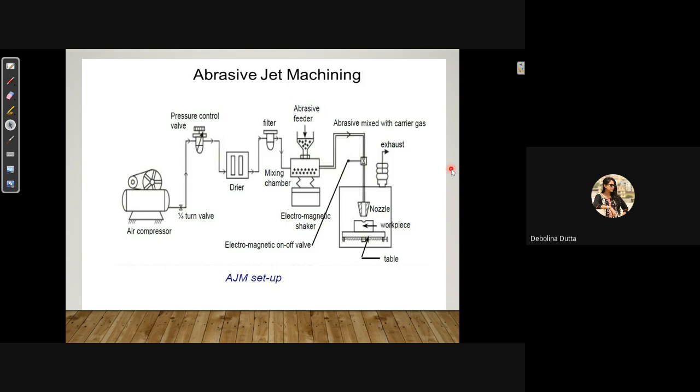Next what we have is the workpiece. You can see the workpiece is mounted on the table, which has a lead screw. Can you see this lead screw properly? The lead screw allows the workpiece to move below the nozzle. That's why a lead screw is attached to this table. And the whole thing is kept in an enclosed chamber.